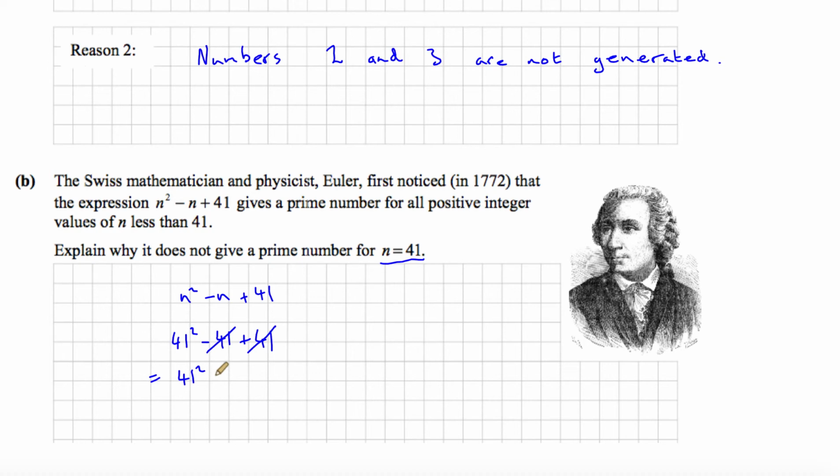And 41 squared is not prime, as it has a factor of 41 itself, because 41 times 41 is 41 squared. So that's the end of part B and question 2.